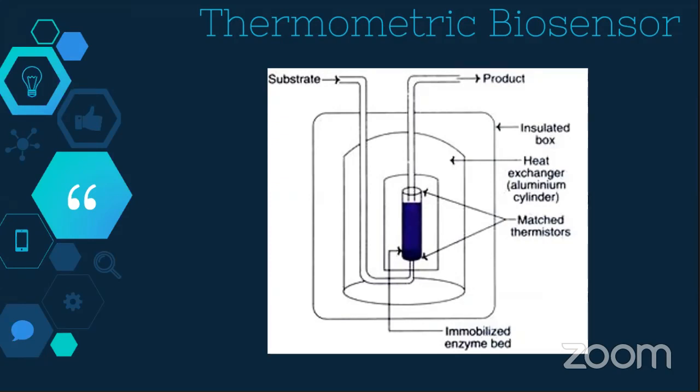This is used to measure or estimate the serum cholesterol. Cholesterol gets oxidized through the enzyme cholesterol oxidase. Then the heat will be produced, which can be calculated. So similarly, assessment of glucose, urea, uric acid, and penicillin G can be done with this type of biosensors. Okay.